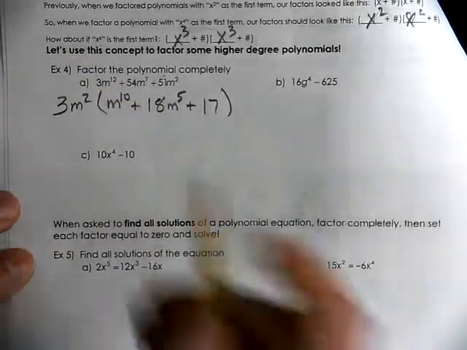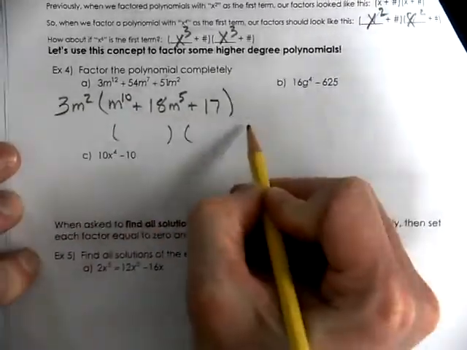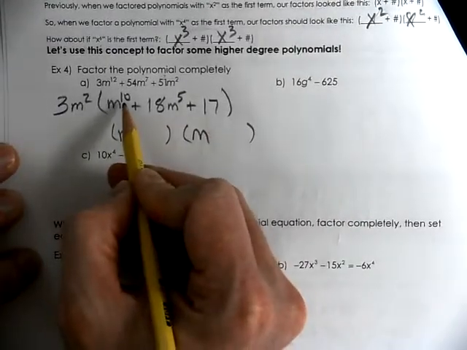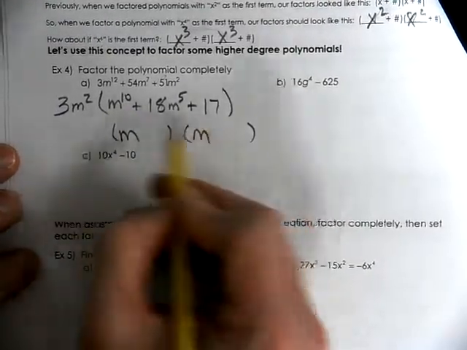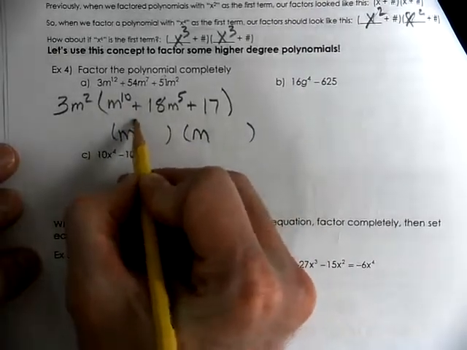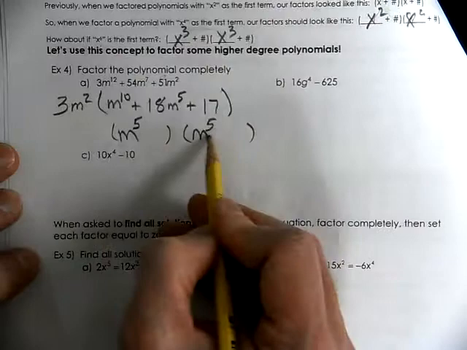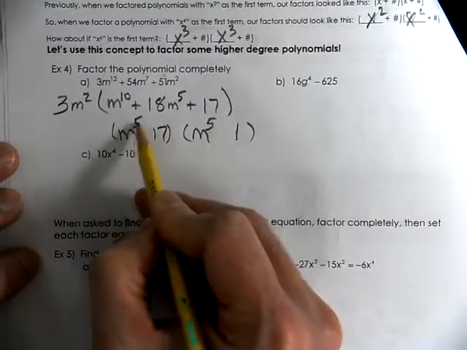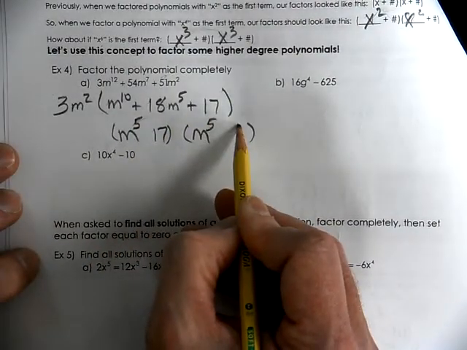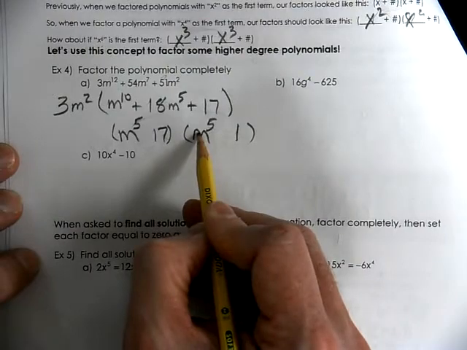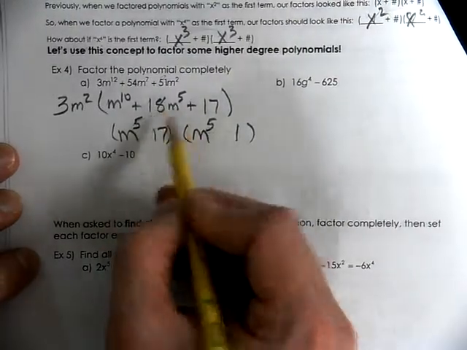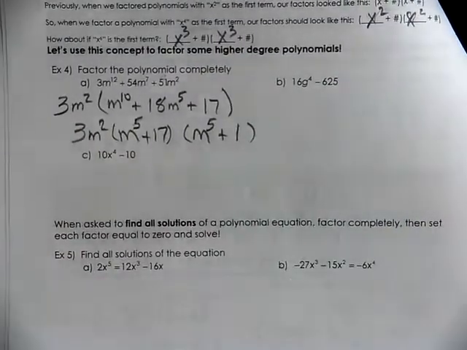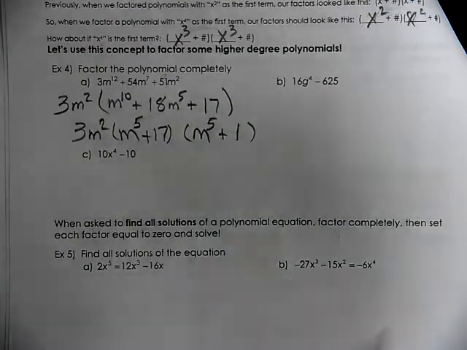Well, we're going to do the same thing here, but instead of using m and m, what times what is going to make 10? When we add the exponents together, what's going to make 10? 5 and 5 is going to make 10. 17 and 1 is going to multiply to be 1m to the 5th, and 17m to the 5th make 18m to the 5th. So we treat that just like it was an m squared problem.